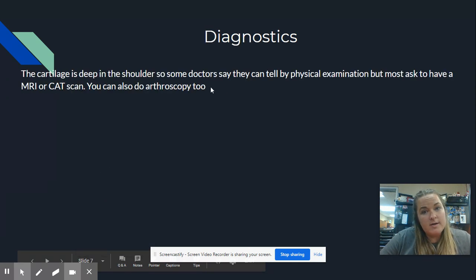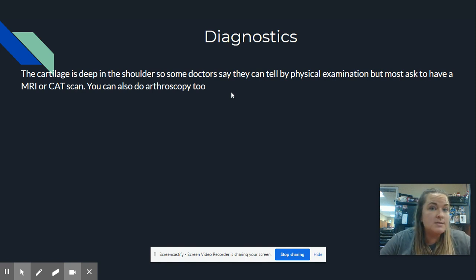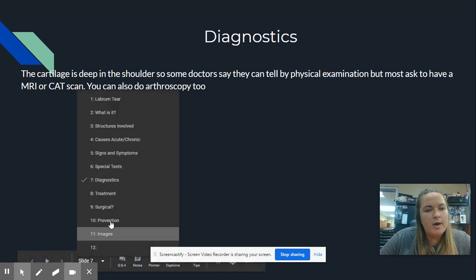Then you're going to talk about diagnostics. How can we actually pinpoint what's going on? Some things may be as simple as an x-ray. Some may need an MRI or CT scan. So here she talks about how an MRI is the most appropriate. And then she even talks about how sometimes they'll actually go in and check it out to see if it even needs to be repaired.